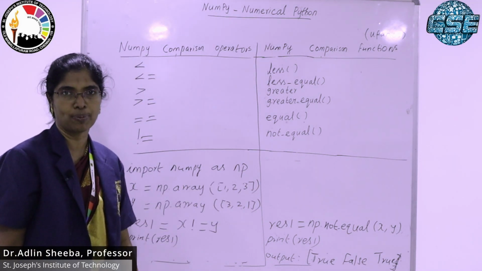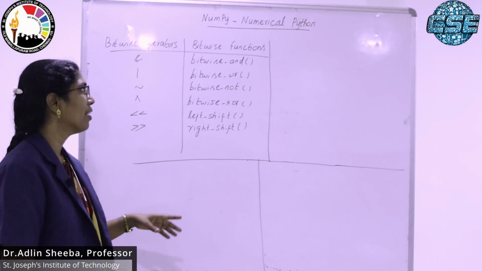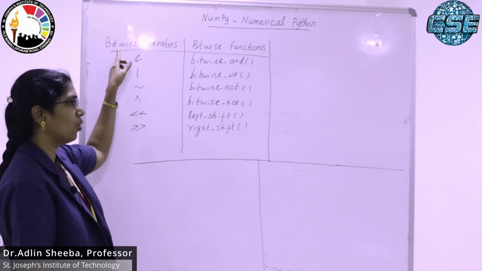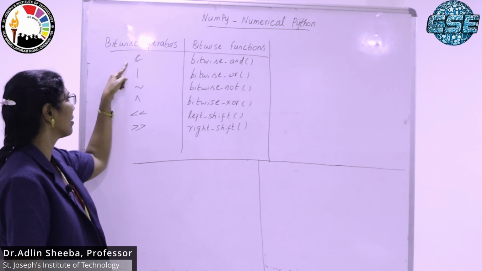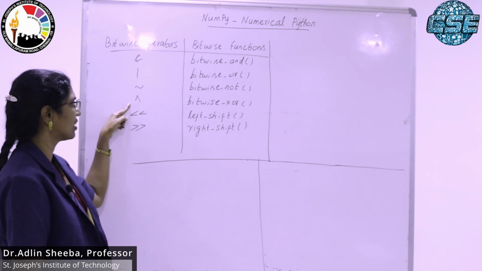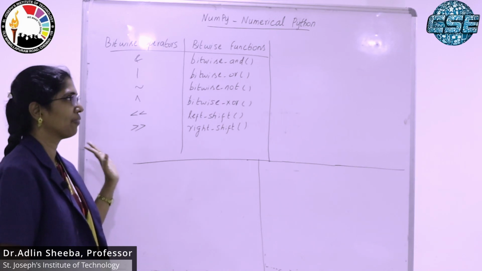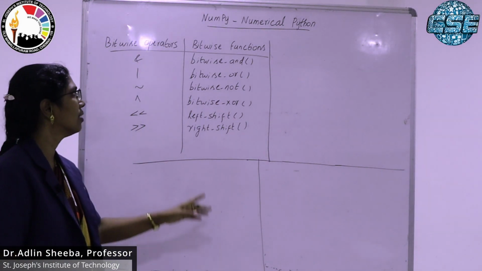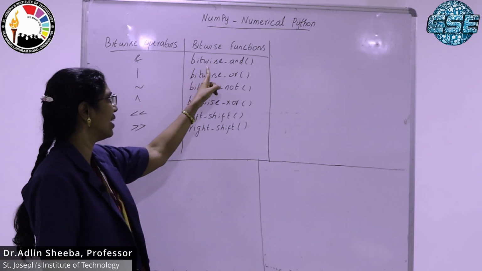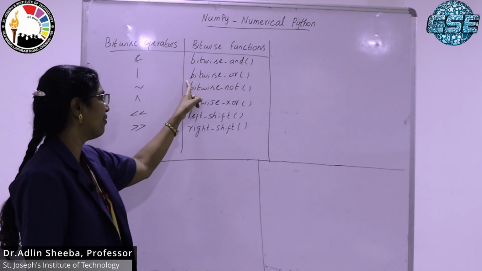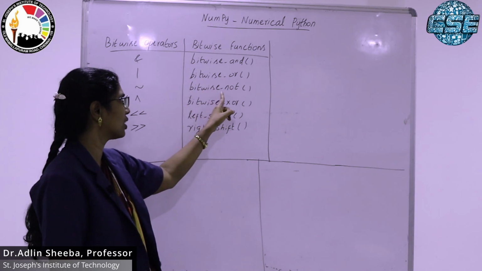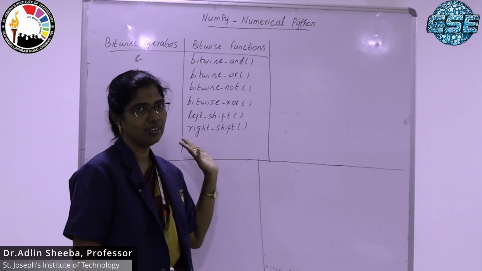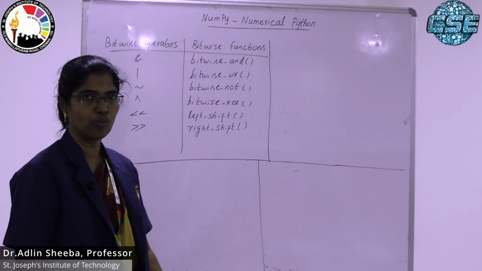Now let us move to the next topic. Now we are going to see bitwise operators and functions in NumPy. As we all know, the bitwise operators are AND, OR, NOT, XOR, left shift and right shift. For these we have the corresponding ufuncs in NumPy: bitwise_and, bitwise_or, bitwise_not, bitwise_xor, left_shift, right_shift. Now we can see these one by one.